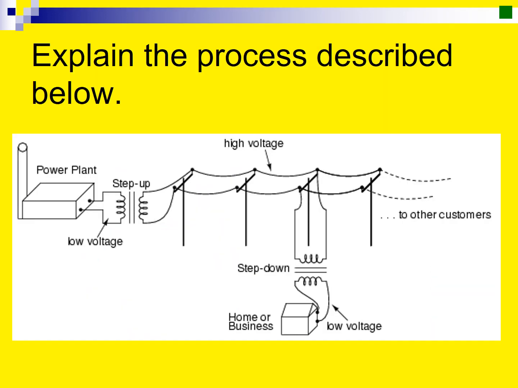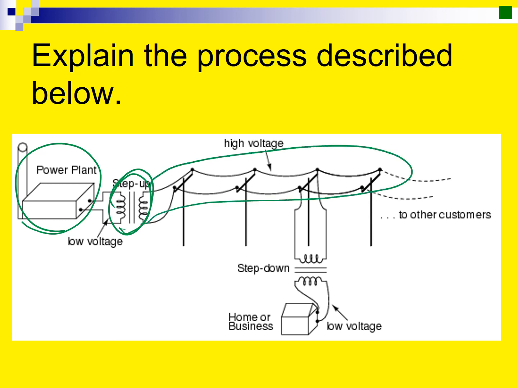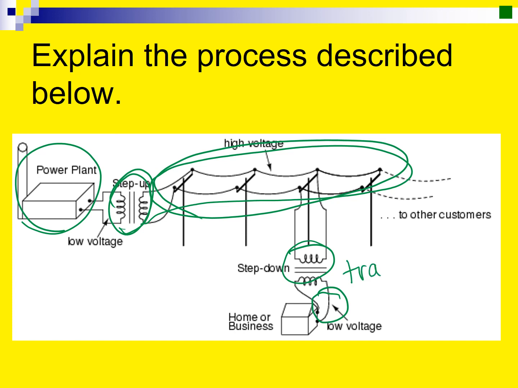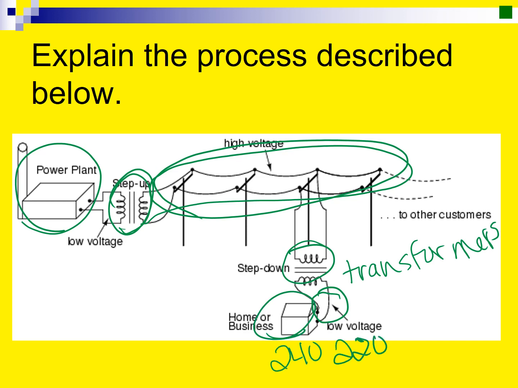All right, so let's explain the process described below. First off, this is the power plant. It produces electricity at a few thousand volts. Then you step it up immediately to these high voltages, and it runs at a high voltage so that you can reduce the resistance that you're going to encounter. And then when you want to get to your house, you step it down, and then you will probably step it down one more time. These are done through transformers, to be able to get it safely into your house at 240 volts, 220 volts, and sometimes 110, just depending on the outlet and stuff like that.